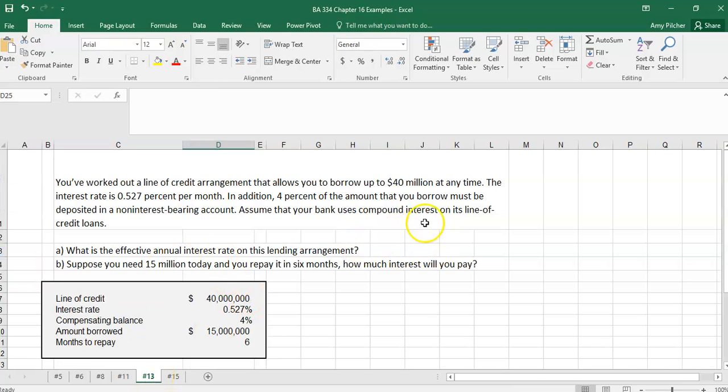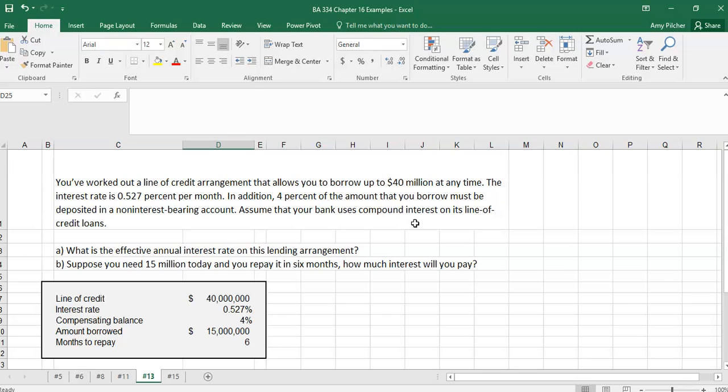In this example, we're looking at the cost of maintaining a line of credit with a bank. This is a line of credit that allows us to borrow up to $40 million at any time. Our interest rate is 0.527% each month. In addition, 4% of the amount we borrow must be deposited in a non-interest bearing account. So that is a committed line of credit where we have to maintain a minimum balance as part of the agreement.